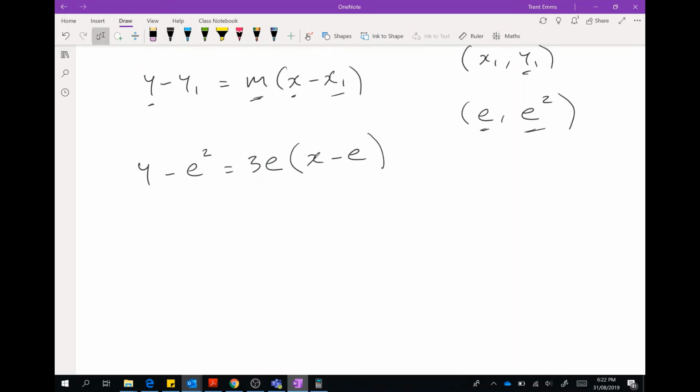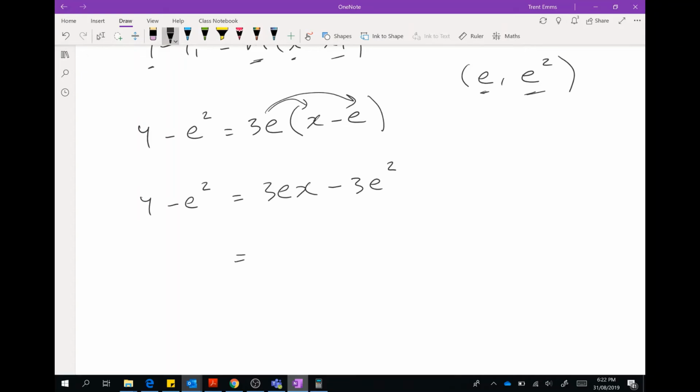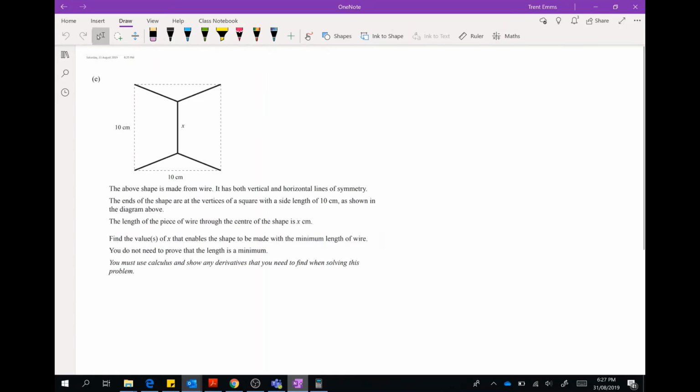If you wanted to go further with it, you could go y minus e squared equals 3e times x will be 3ex, and 3e times minus e will be minus 3e squared. Then add e squared onto both sides, you'd get 3ex minus 3e squared plus 1e squared will give you minus 2e squared. But you'd get full marks at this stage anyway, because it did not ask you to simplify. And that will get you a merit for that question there.